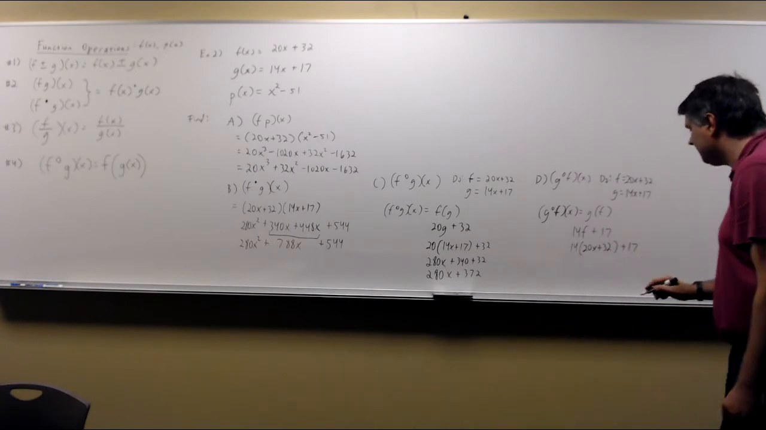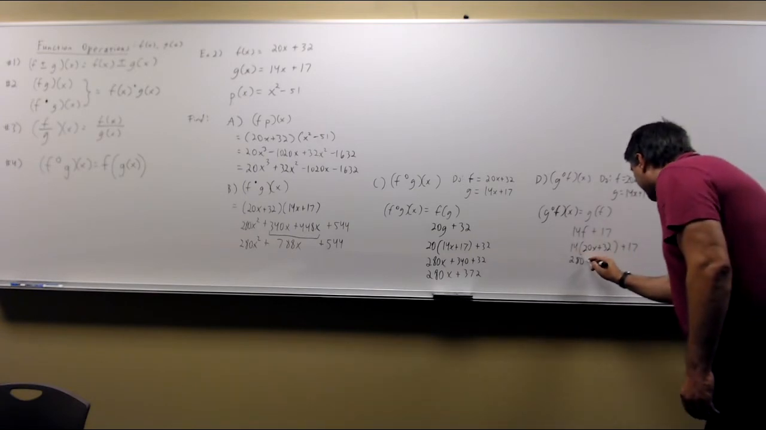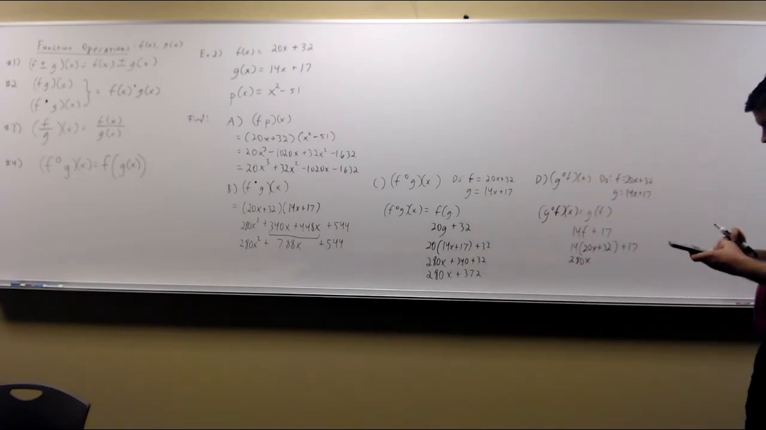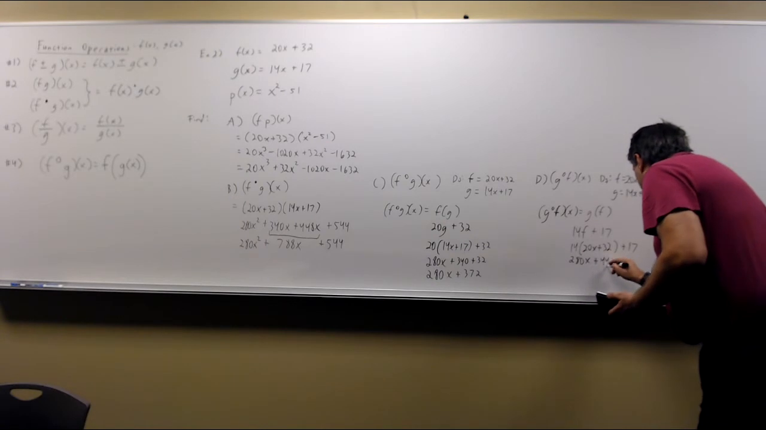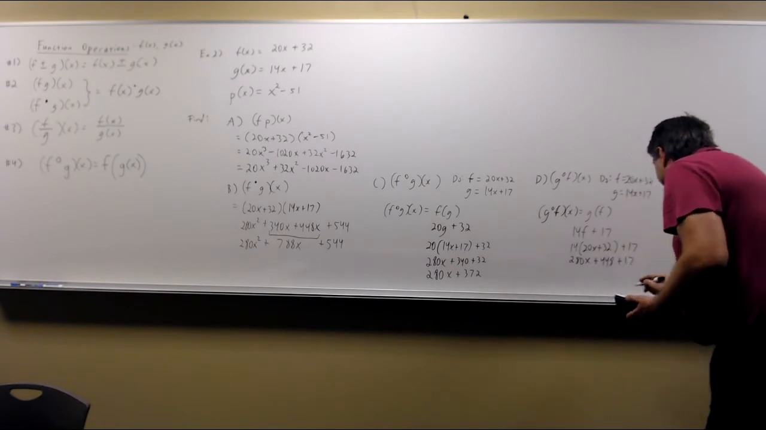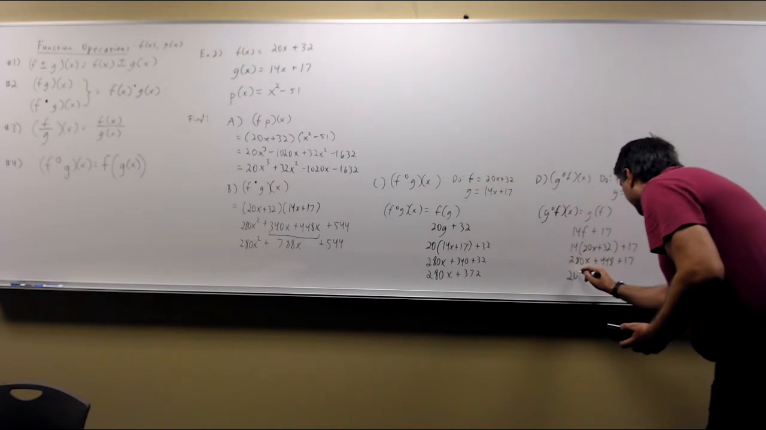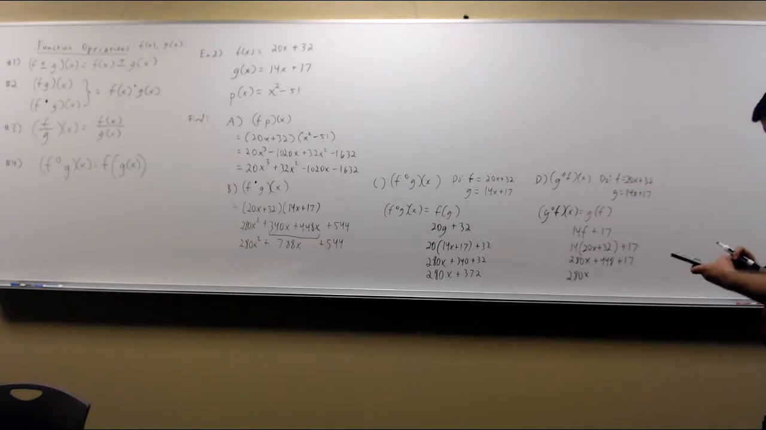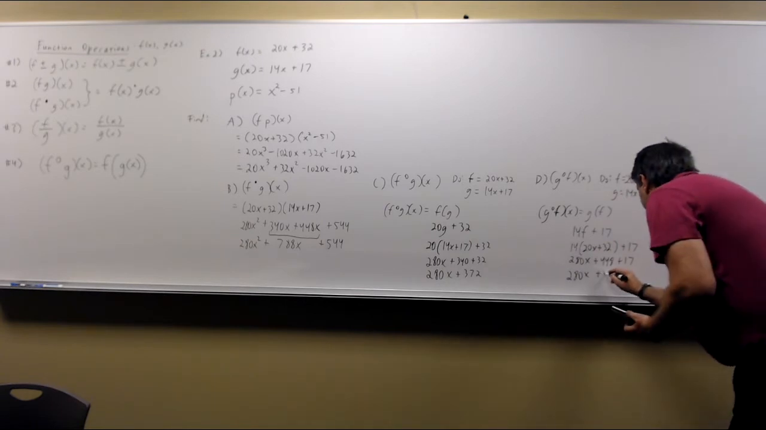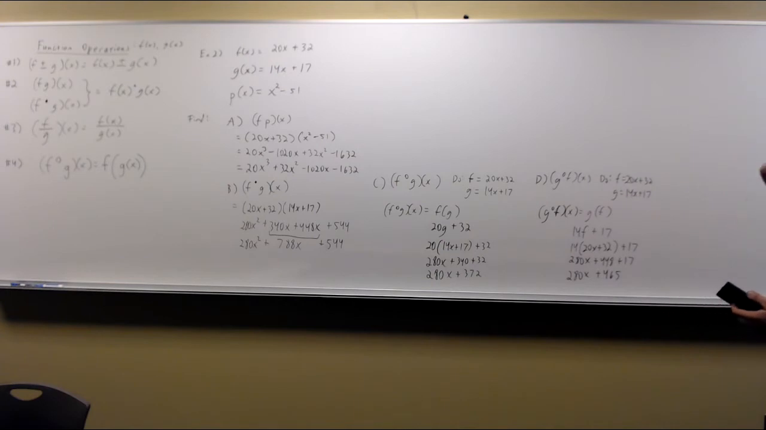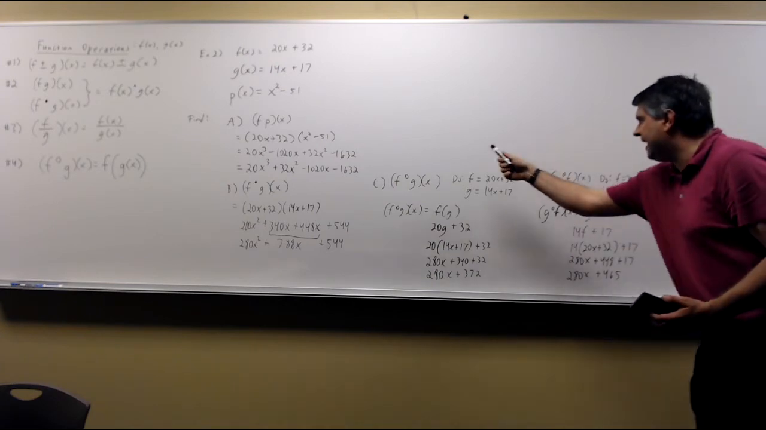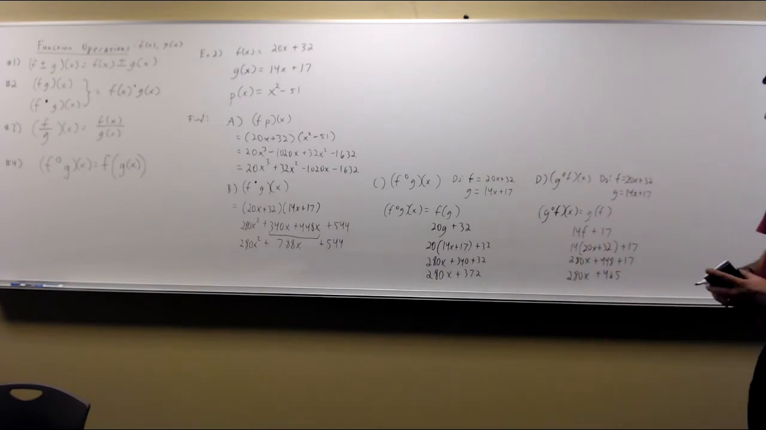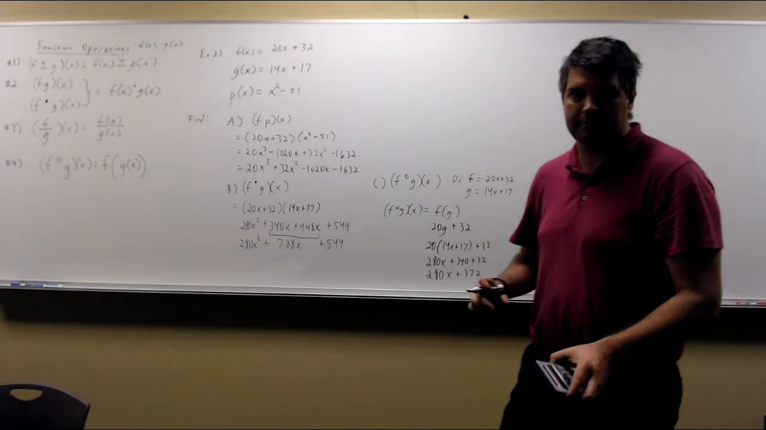plus the 17. So that's going to again be 280x. 14 times 32 is 448x. Sorry, 448 plus 17. That's going to be 280x plus 465. And again, notice that g of f and f of g are not the same. All right, I'm going to erase the board and put another example up.